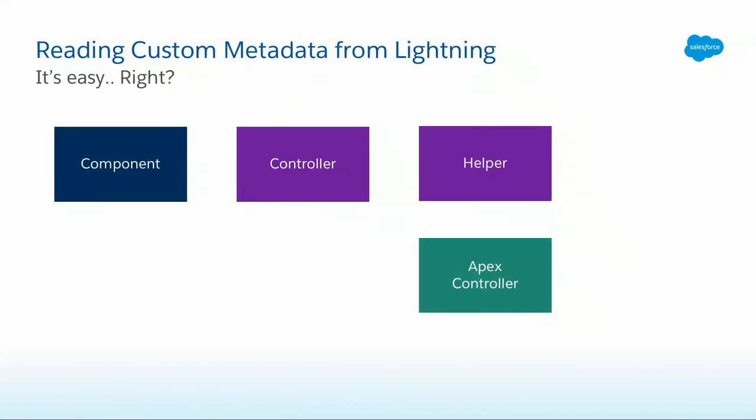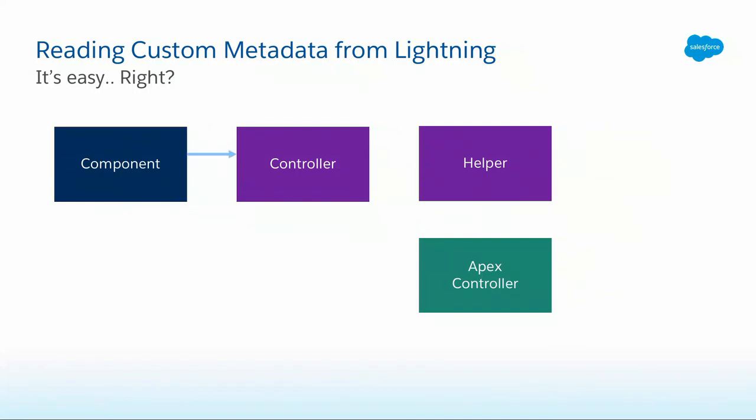So first, let's talk about reading custom metadata from a Lightning component. This is a very standard image that many of you have seen already. You go from a component to a controller to a helper to an Apex controller, read the data, and return it. If anyone in this audience is not familiar with this and has not seen the code to do this many, many times, I promise you that there are dozens and dozens of people, mini hacks, Trailhead modules, and so on, who would be delighted to show it to you. So I'm going to assume that with this picture, you instantly know exactly what I'm talking about.